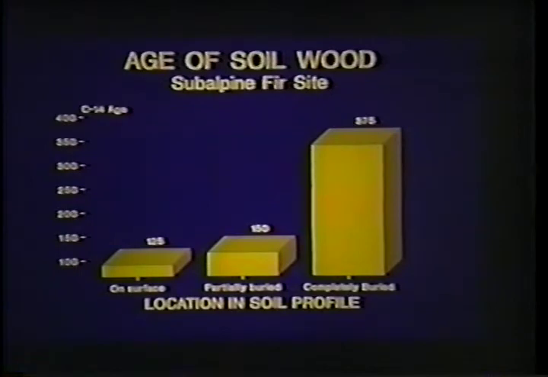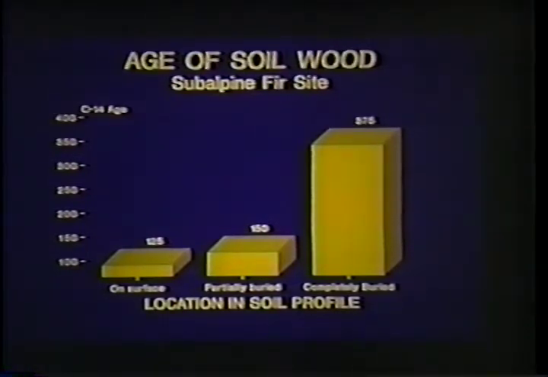Age-wise, it takes a long time to get wood in the soil. These are just some simple carbon-14 dates that we ran. We made no attempt here to look for really old stuff. This was a relatively small sample, and we did find material commonly in the soil over 500 years old. If we had specifically looked for old stuff, we probably would have found some in the age class of around 1,000 years, maybe even a little more, especially on stable soils, on relatively even slopes where you don't have downslope movement. So once it's in the soil, it tends to stay there.